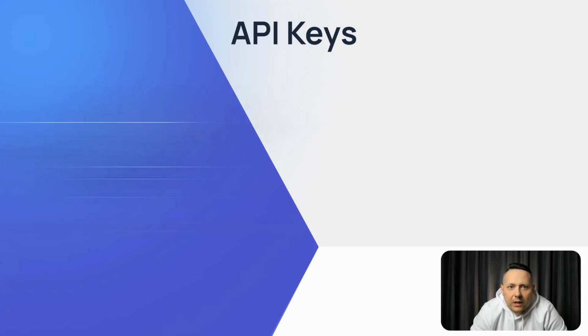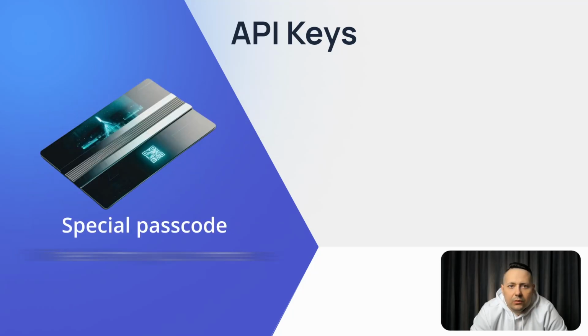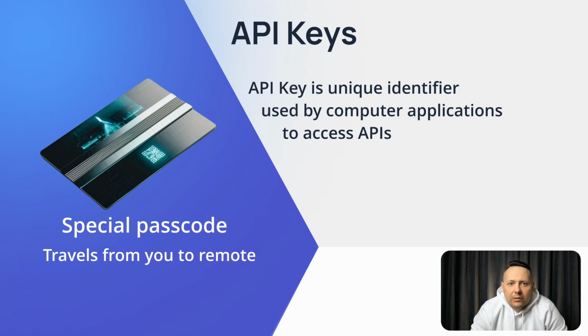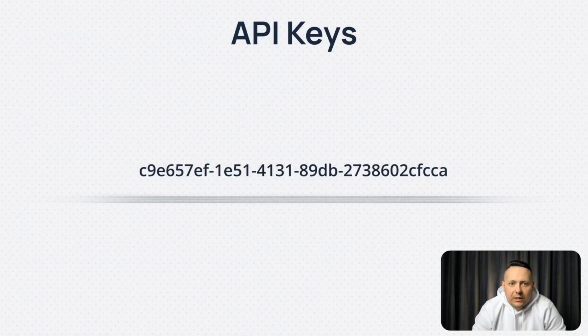Think of API keys as a special passcode that travels from you to a remote recipient. An API key is a unique identifier used by a computer application to access APIs. It acts like a key to unlock the API's functionality, allowing apps to request and share data securely. This tiny string of characters is what stands between security and the chaos of unrestricted access.